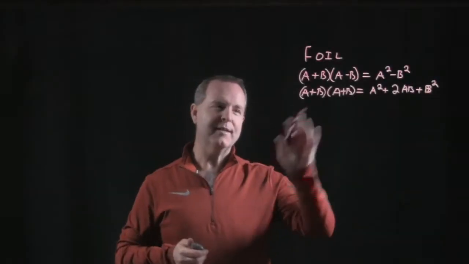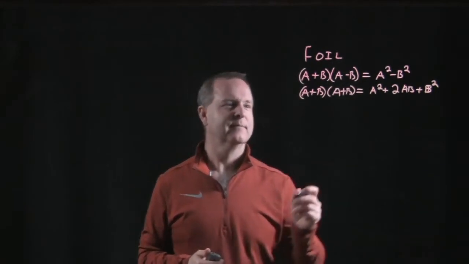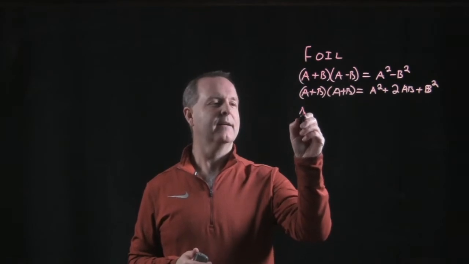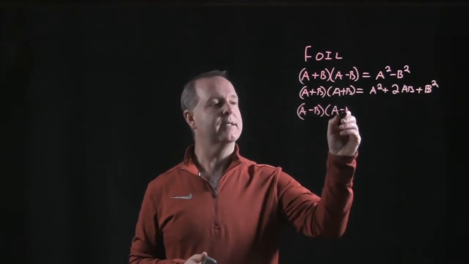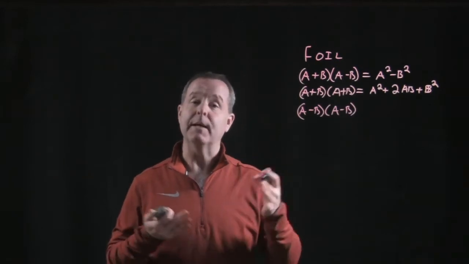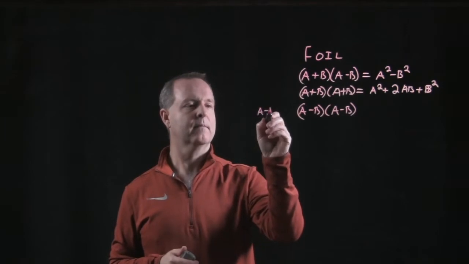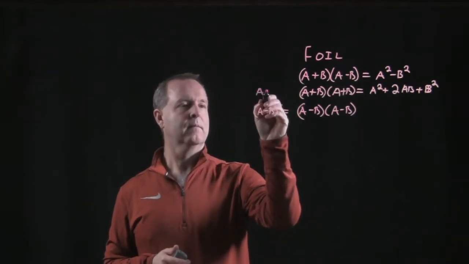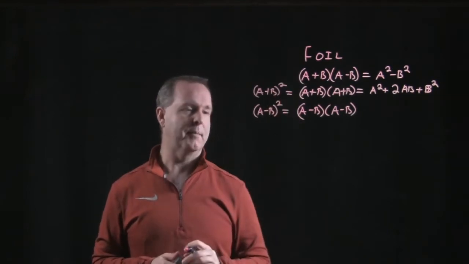And we have one last one here that we want to look at. Which one do you think it is? Yeah, it's going to be an A minus B times an A minus B, or A minus B squared. And maybe I could put that out here too. That might have been helpful, since those represent the same thing.